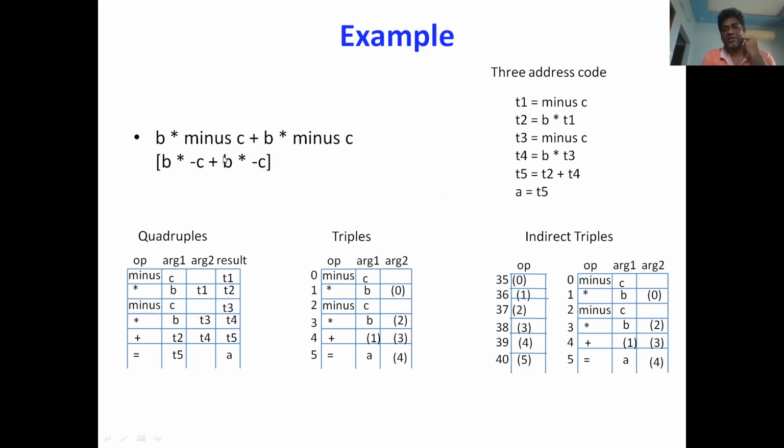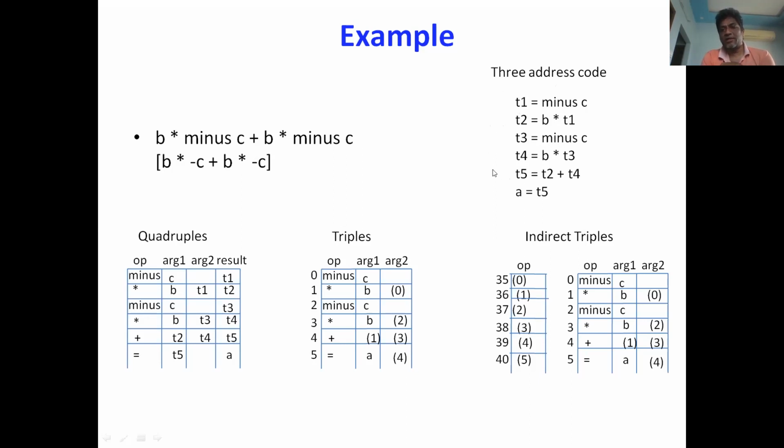Okay, so assuming that the expression is a is equal to b into minus c plus b into minus c. Minus c is represented as a temporary variable. You can ask me why it is taken as t1 is equal to minus c and t3 is equal to minus c two times. It is one possible representation, but not so efficient. I just took one random representation. We will discuss the optimization techniques also. This is not the optimized code. You need to apply optimization on this also.